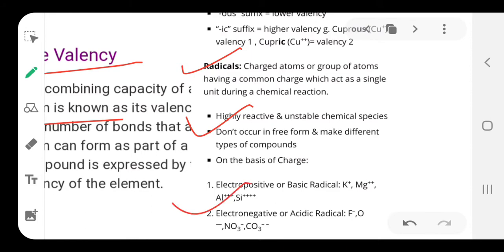So we have told you in case of positive charge, we call them cations.